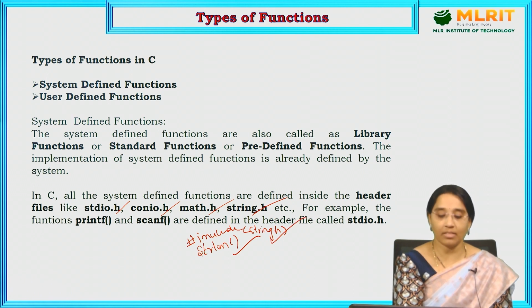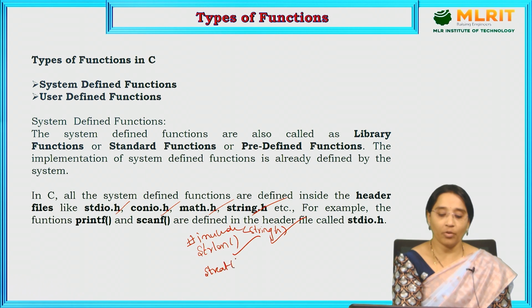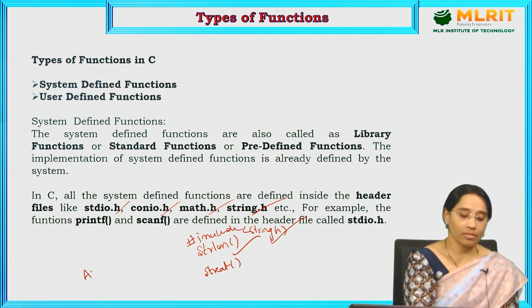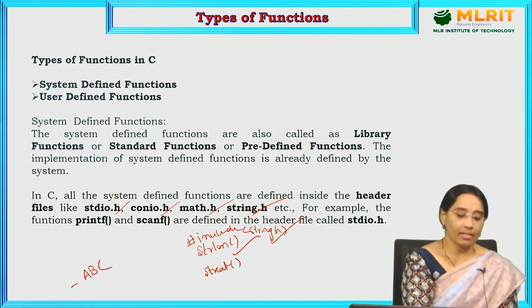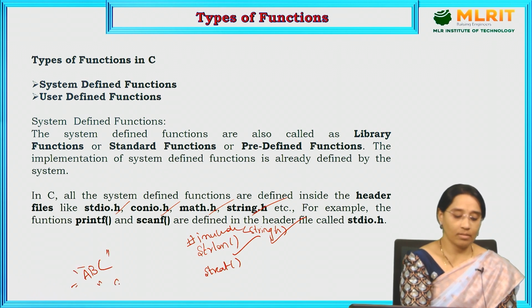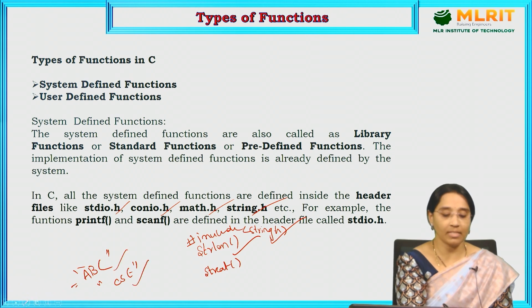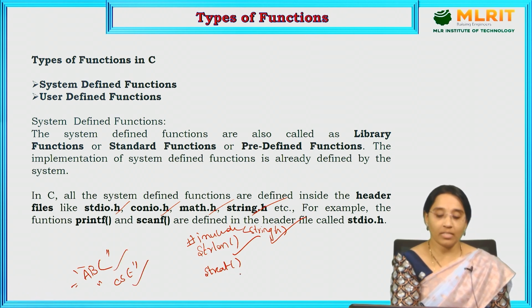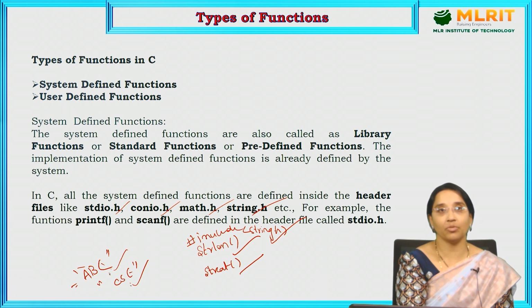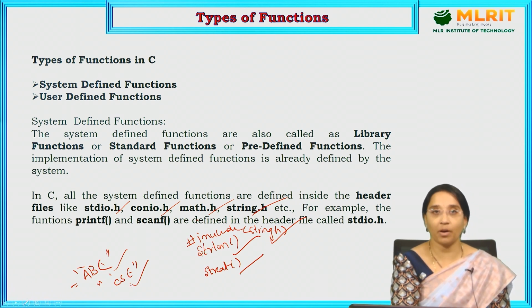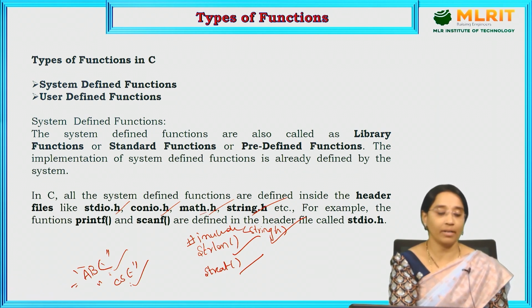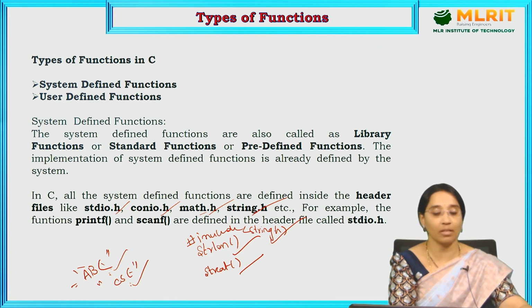All these functions are predefined. They exist in the string.h header file, as does strcat. If you want to concatenate two strings, suppose take a string ABC and another string CSE, you can use the strcat function to combine these two strings. And in math.h, power, cos, tan, square root, all these functions exist in the math.h header file. These are predefined functions that already exist in the library.